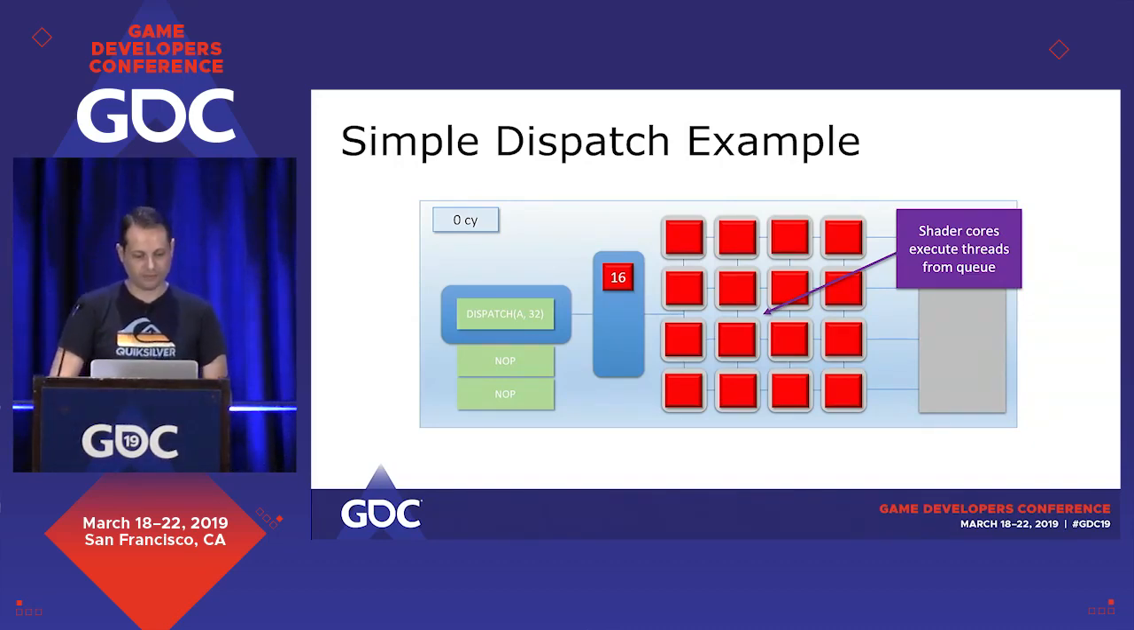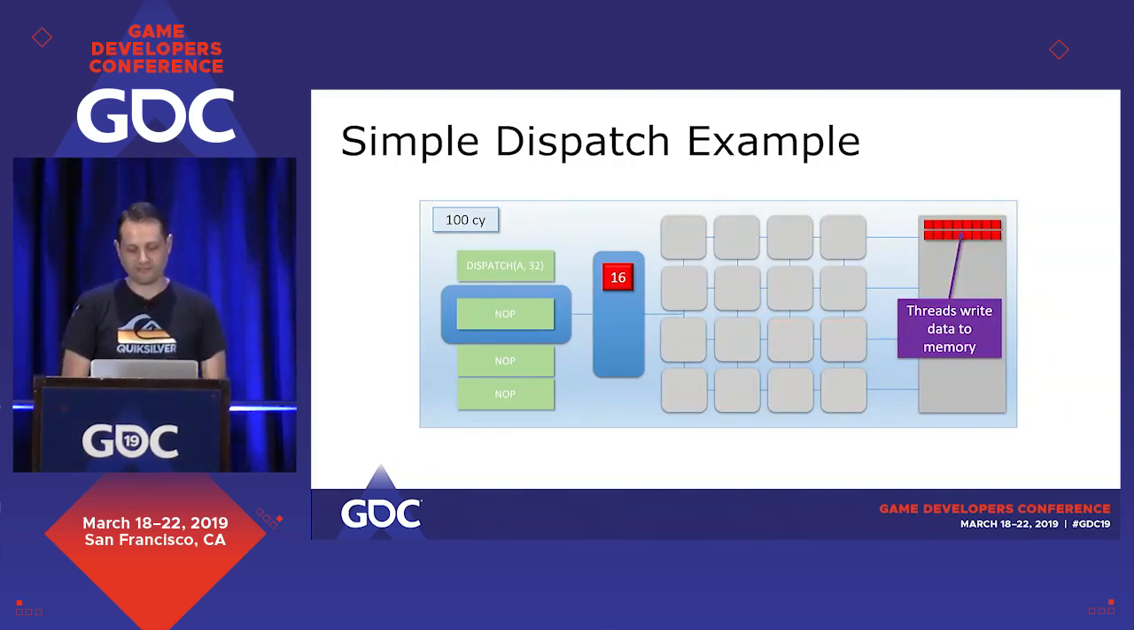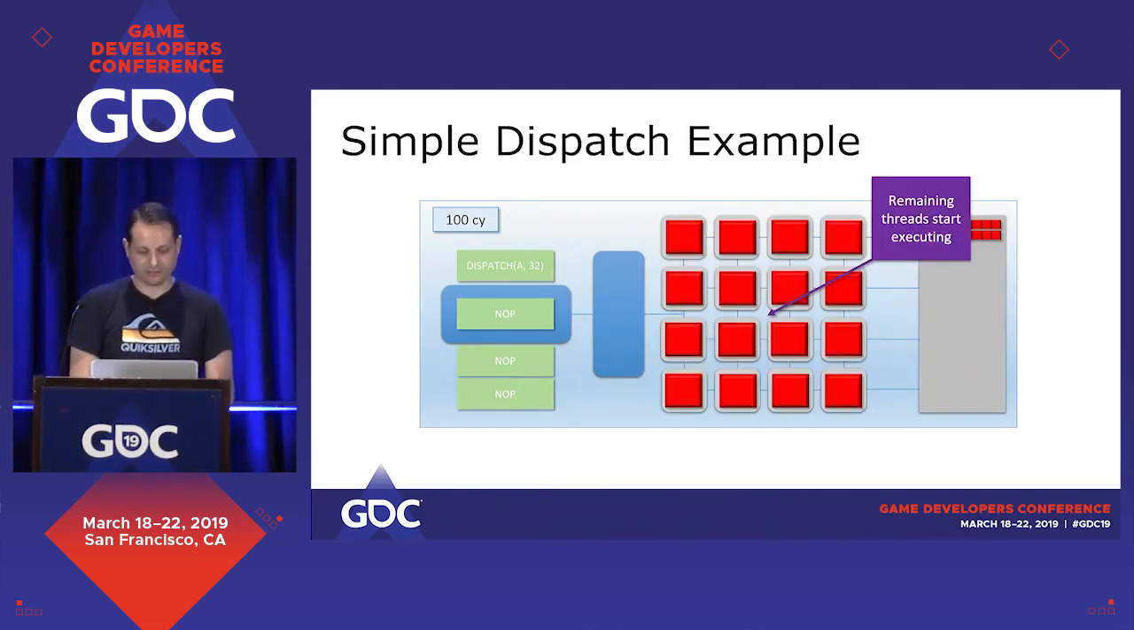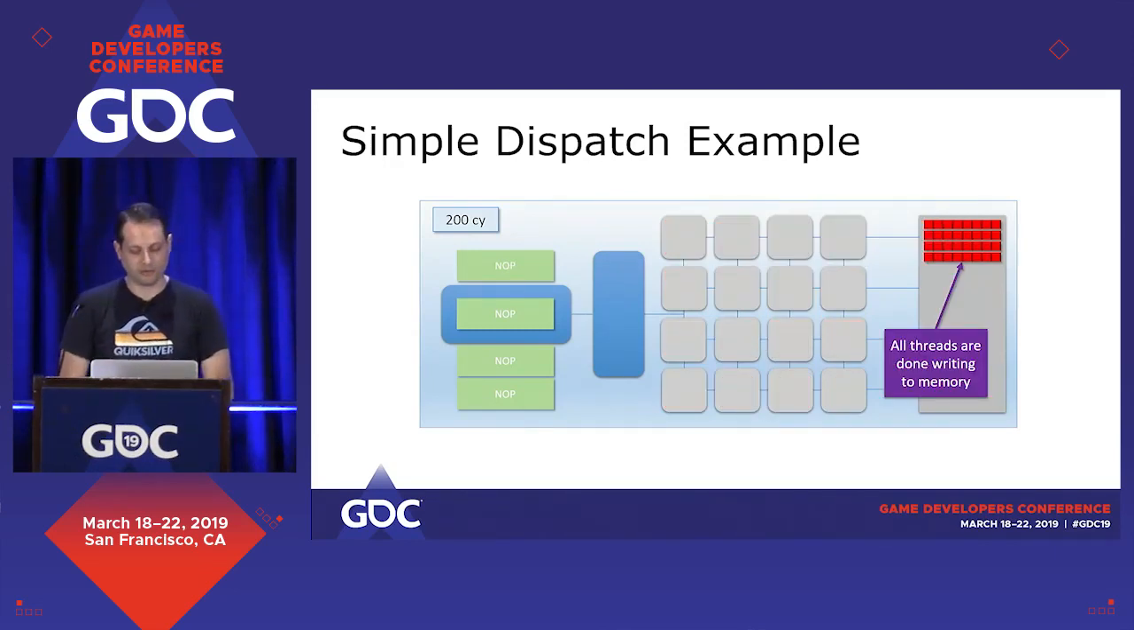This particular shader program is going to take about 100 cycles to complete. So if we jump forward 100 cycles, all those threads have finished, and they've written the results in memory over on the right. Now the remaining 16 threads in the thread queue can hop on the shader cores and have their turn. They're going to take another 100 cycles, and then they're going to write the results to memory over on the right. So the whole thing took 200 cycles.